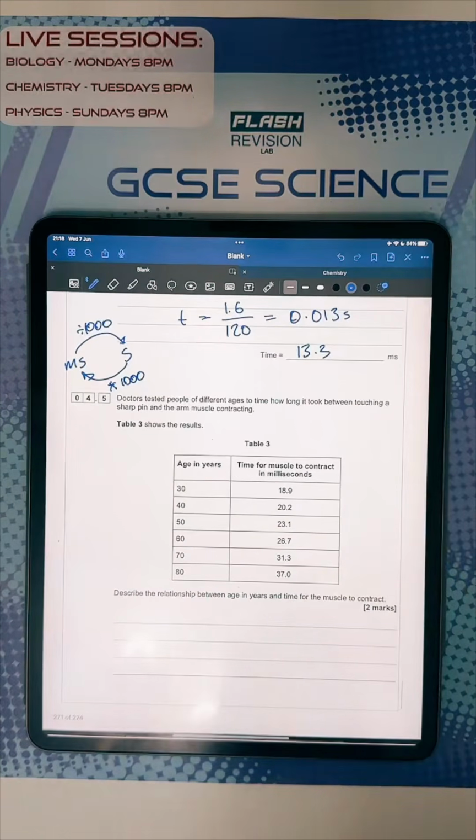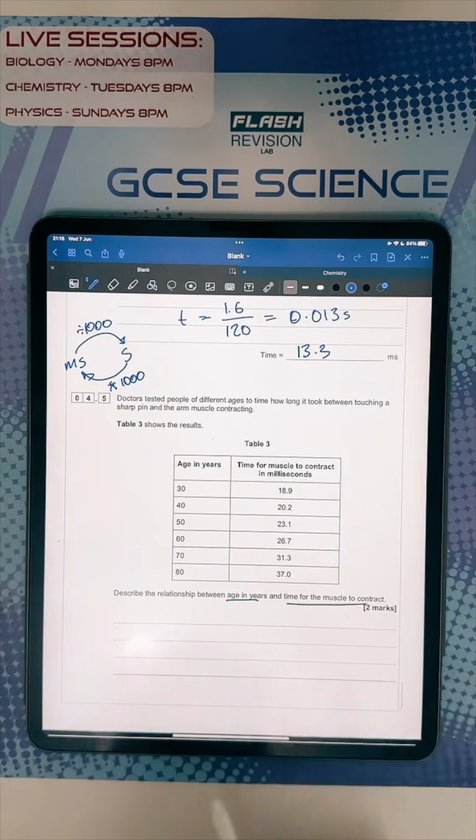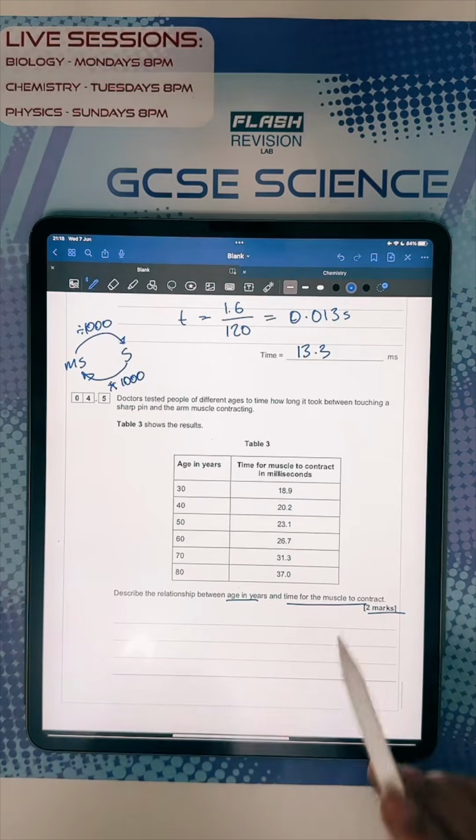Okay, doctors tested people of different ages to time how long it took between touching a sharp pin and the arm muscle contracting. Here we've got the data here. Describe the relationship between age and the time for the muscle to contract. So it's basically asking you to describe this trend for 2 marks. What can you say? Not inversely proportional. You can't even say directly proportional. Don't say directly proportional for this.